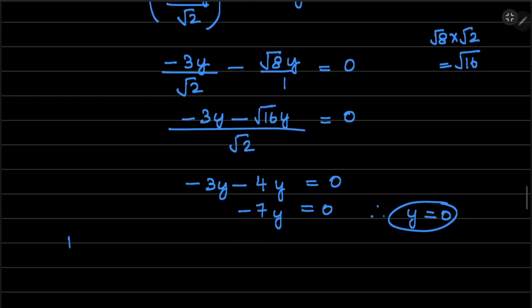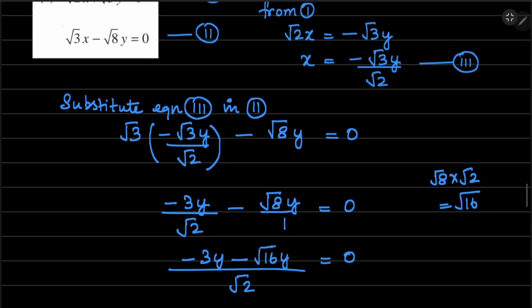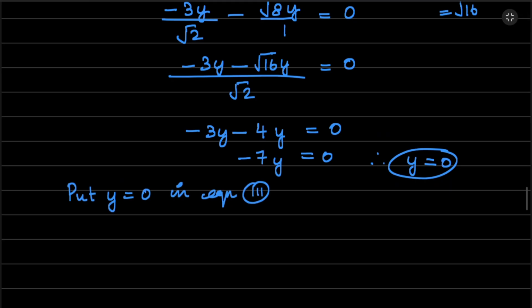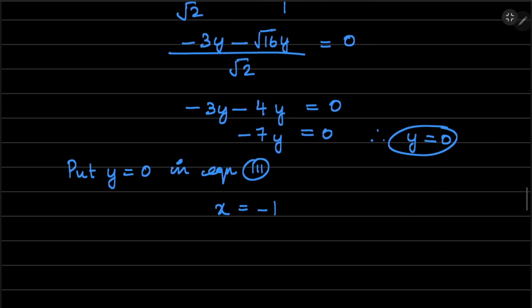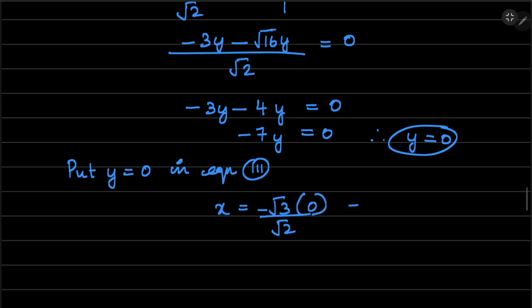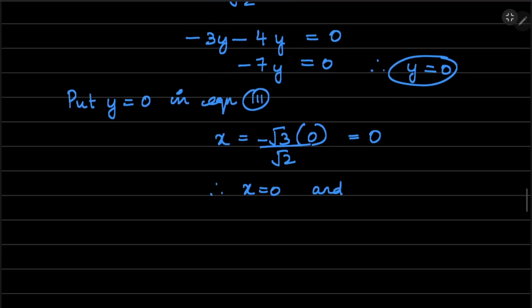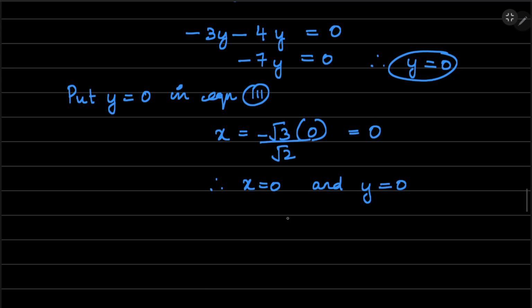Okay. So you can put y equal to 0 in equation 3. So what is your equation 3? x equal to minus root 3y by root 2. So therefore you are also getting x as 0. So x is equal to minus root 3 times y, which is 0, divided by root 2. Right? So this is also 0. So therefore you can write x equal to 0 and y equal to 0 is the solution.